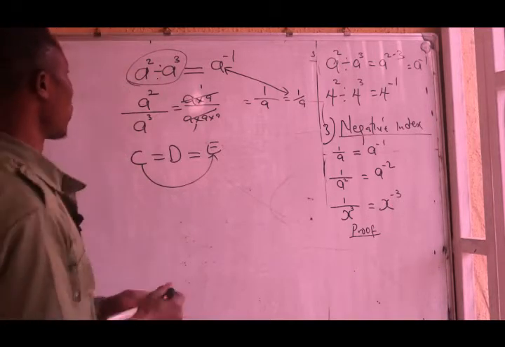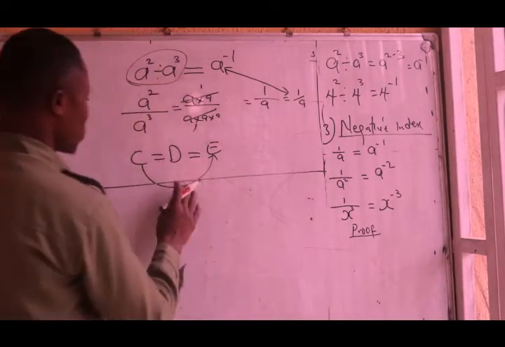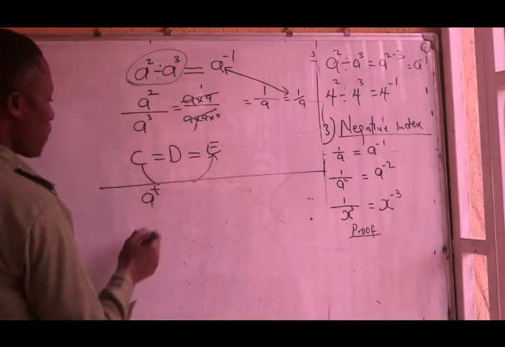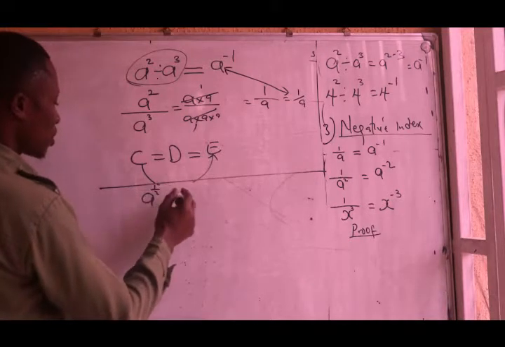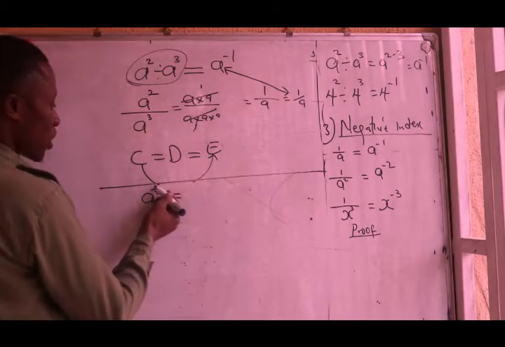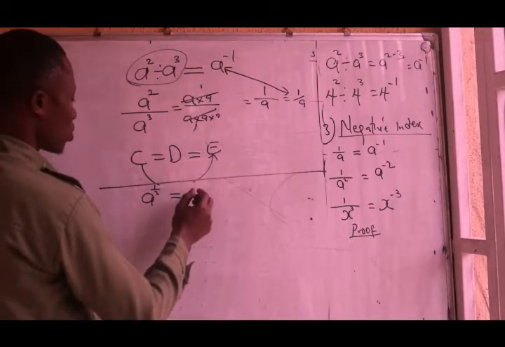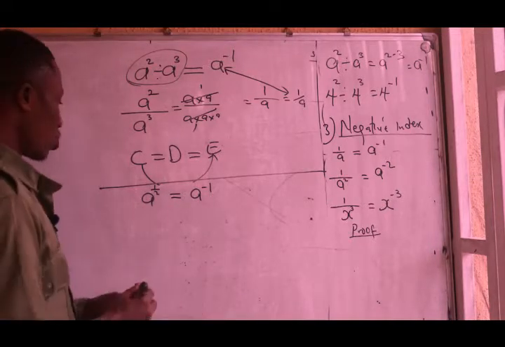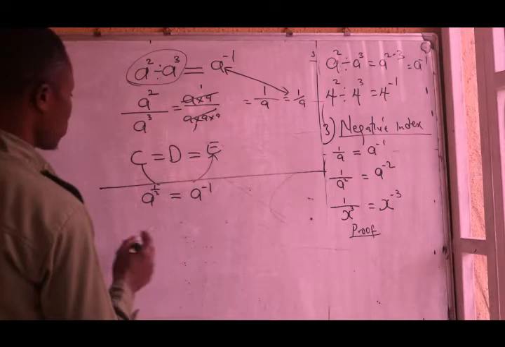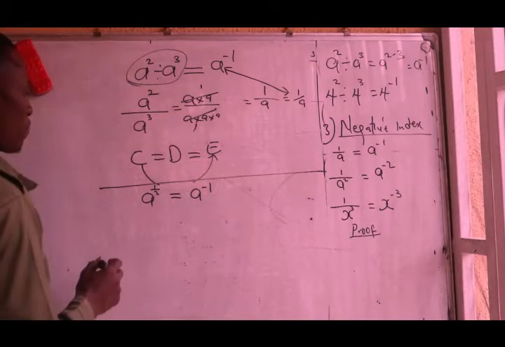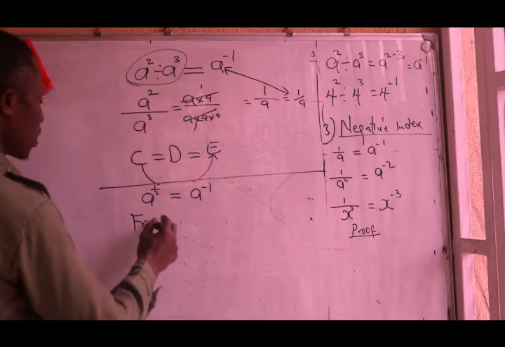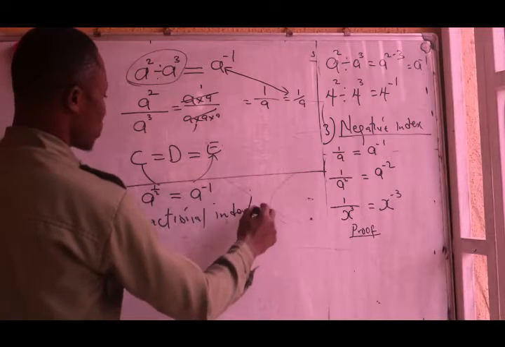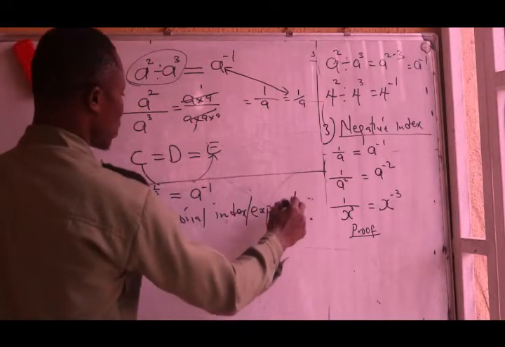For negative index, you have something like a raised to the power of 1 over 2. Here the numerator of the fraction is always 1. Okay, so you still have it to be a raised to the power minus 1. But there are cases where the numerator of the fraction is not 1 but other numbers. Such type of expression is called fractional index. Okay, let's take that. Fractional index or exponent. Remember, another word for index is exponent.